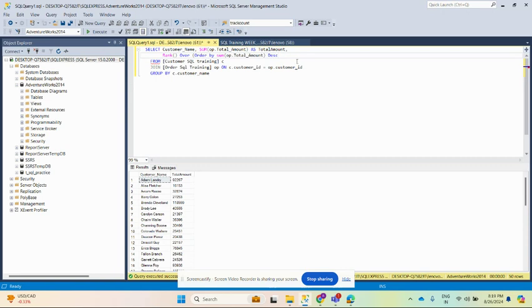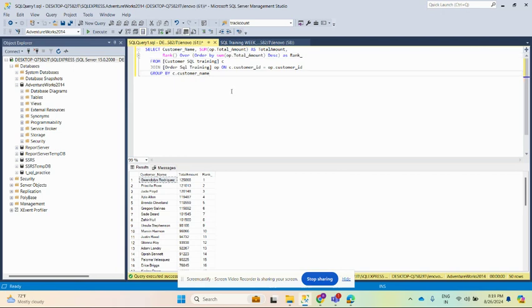Okay, so give us some alias, rank, and now we execute this query. So here you can see 1 to 5 or 6, the highest amount of this query, and the rank for that is 1. So I hope this tutorial has helped you understand how to use the rank function in SQL.